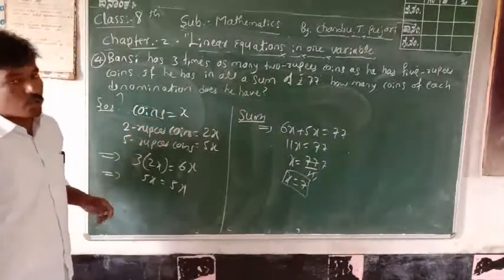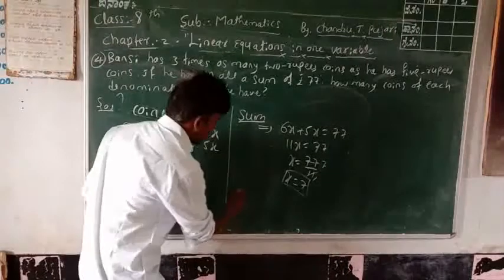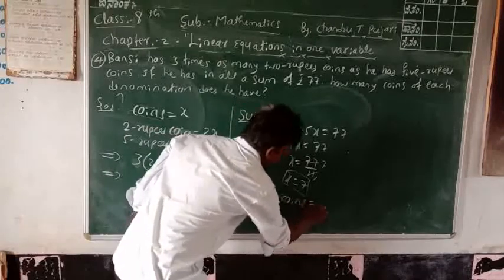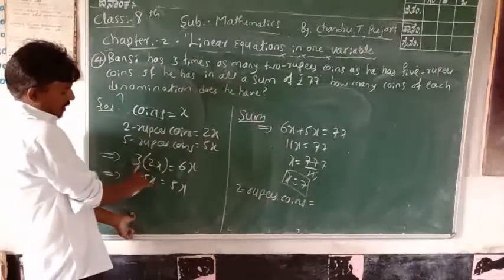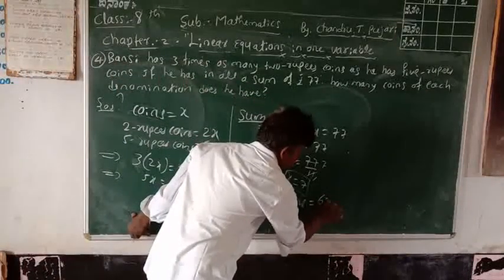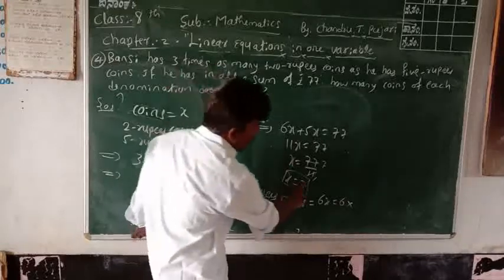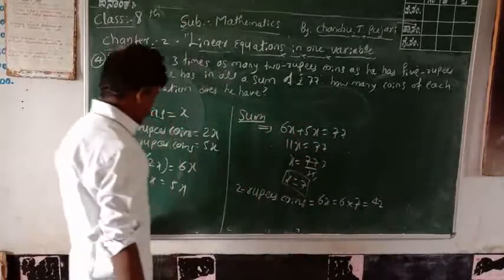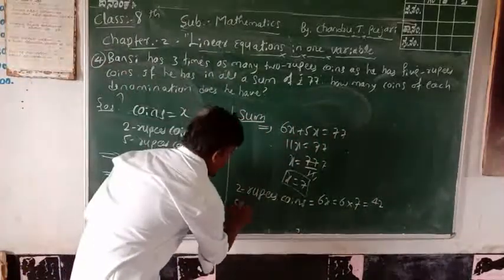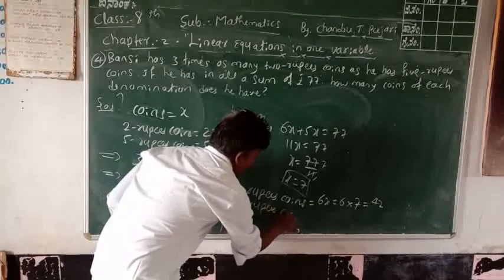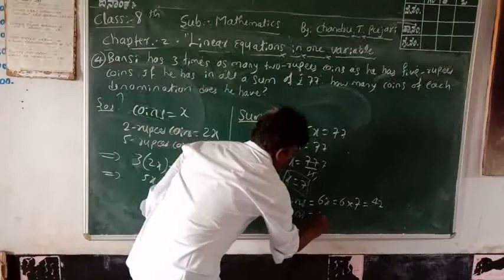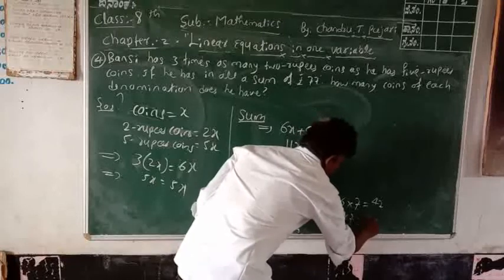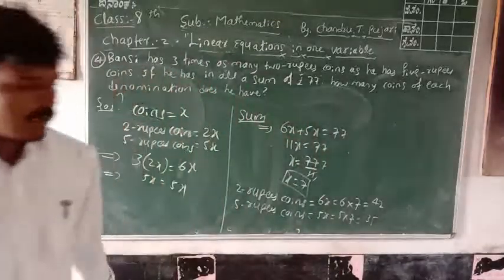denomination. How many 2 rupees coins are here? 2 rupees coins are 6x, that is 6 into the x value, which is 7. Therefore, 6 sevens are 42. The next, 5 rupees coins: 5 rupees coins are 5x, which is 5 into 7, 35.